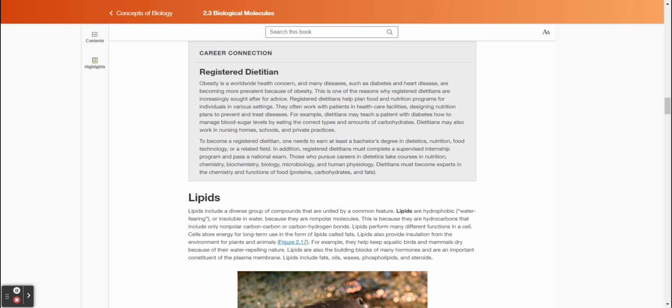To become a registered dietitian, one needs to earn at least a bachelor's degree in dietetics, nutrition, food technology, or a related field. In addition, registered dietitians must complete a supervised internship program and pass a national exam. Those who pursue careers in dietetics take courses in nutrition, chemistry, biochemistry, biology, microbiology, and human physiology. Dietitians must become experts in the chemistry and functions of food, proteins, carbohydrates, and fats.